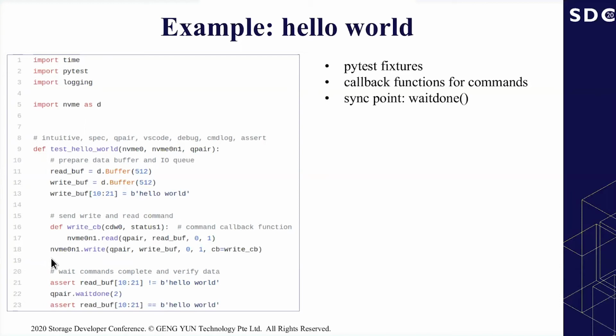When the write command completes, Pynvme calls its callback function defined in the Python script. In this callback, the script reads the data back from LBA0 into the read buffer. After all commands complete, the script verifies the data in the read buffer. This is a piece of pure and short Python script. We can run this script in the command line.